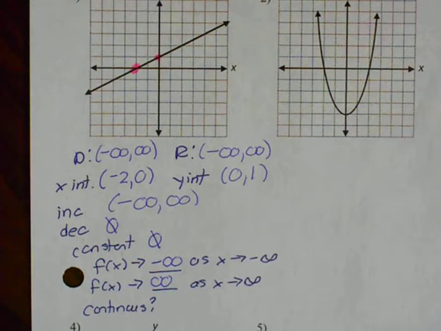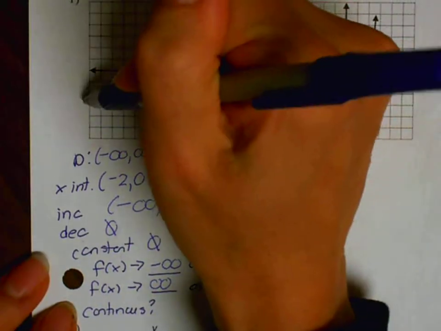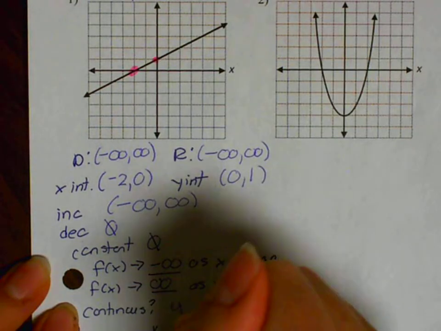And last question, is it continuous? Yes, there's no holes in it. I could draw this line, never pick up my pen, so yes, it is continuous.